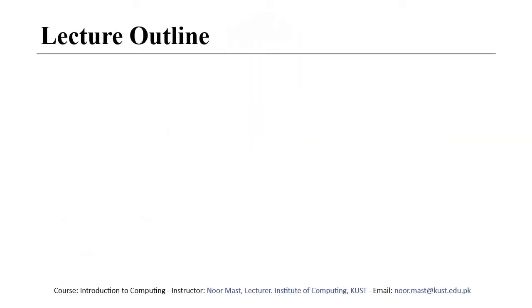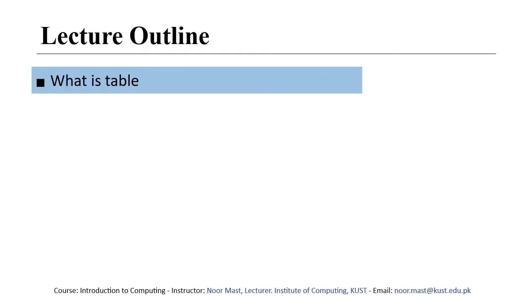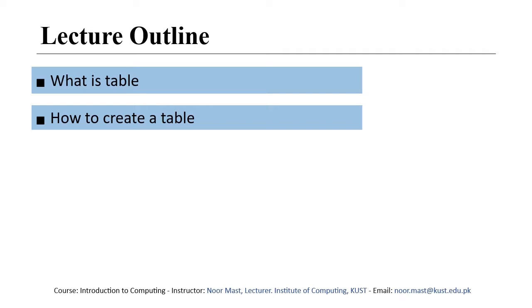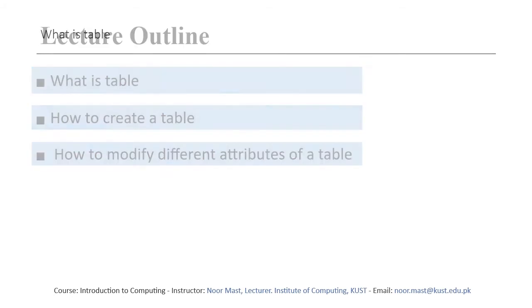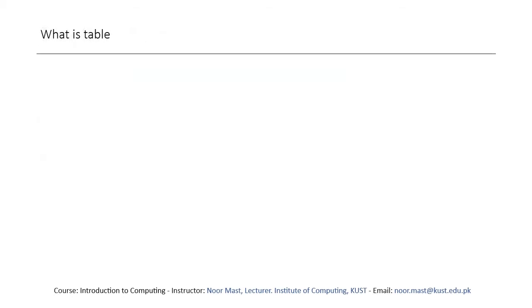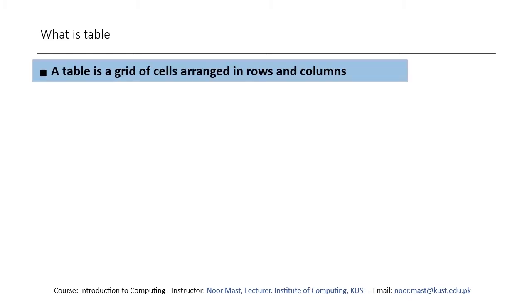In this video, you will learn what a table is, how to create a table, and how to modify different attributes of a table. What is a table? A table is a grid of cells arranged in rows and columns. A table can be used to organize any type of content, whether you are working with text or numerical data.